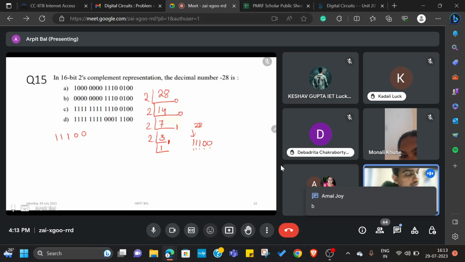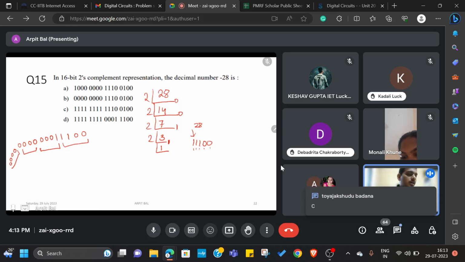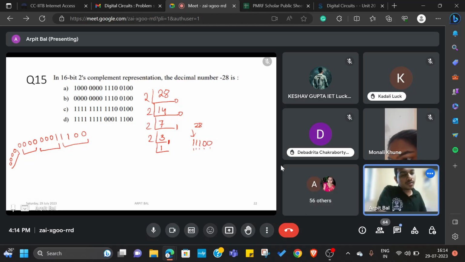So this is 4-bit, 1, 2, 3, so now it is an 8-bit number. We need to add 8 more zeros. Now this is our 16-bit representation of 28. Now we need to find the 2's complement form. For that, the first thing to do is find the 1's complement of this particular number.